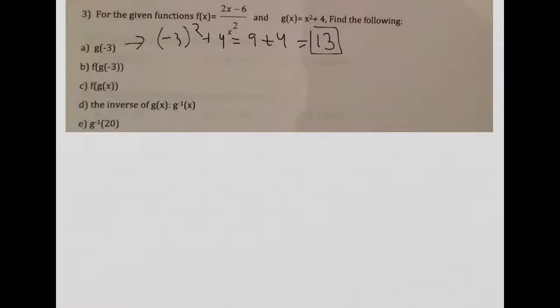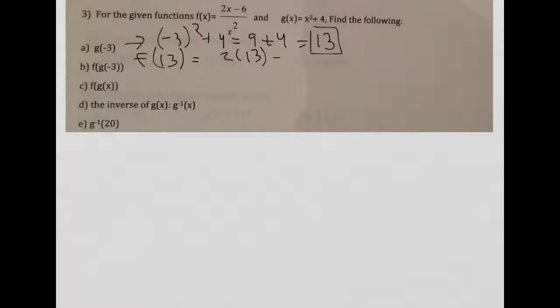For part B, we're doing a composition of functions, f of g of negative 3. We always work with the one that's closest to the number, which is the g function. We already did g of negative 3 in part A, which the answer was 13. So now I'm going to take that answer and do f of 13. So I'm going to plug 13 in for my f function.